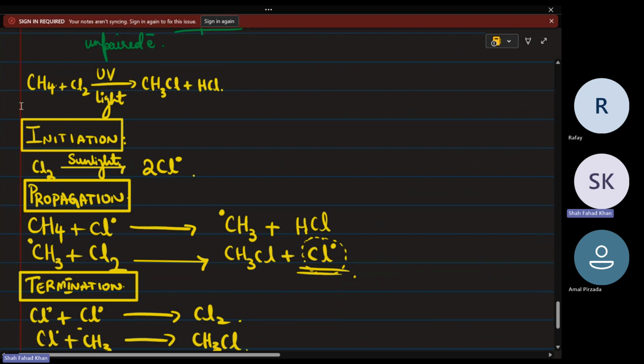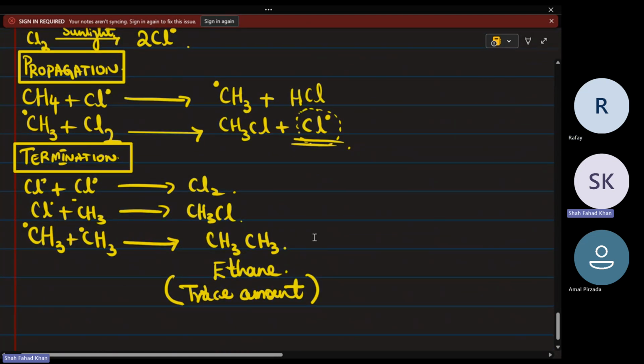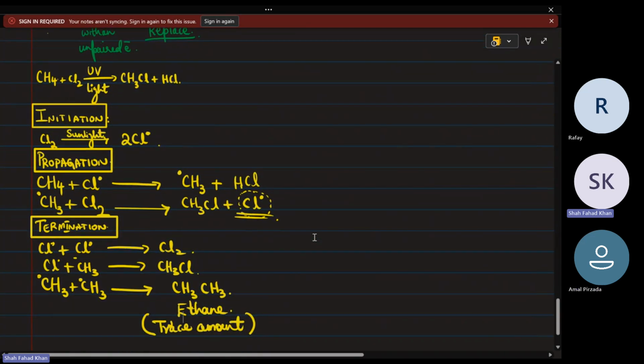Now, for example, if we had ethane over here, then what would be the trace amount compound? How many carbon atoms would it have? Any guesses? 4. 4. Double the amount. So this entire termination step completes.